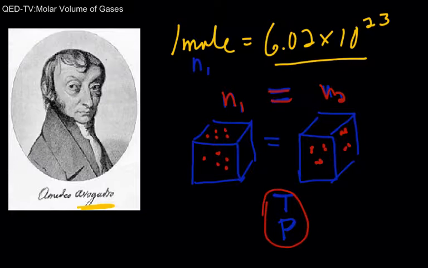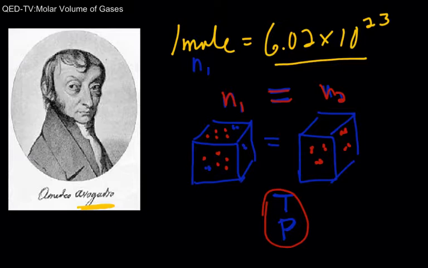Or even if the gases are mixed up. I mean, maybe I have some hydrogen gas in here also. Well, if I have 7 moles of all kinds of gases in here, so 6.02 times 10 to the 23rd gas particles, no matter what kind they are here, I would have the exact same amount of moles of gas in the other box, in the other volume. So that's kind of what Avogadro said.